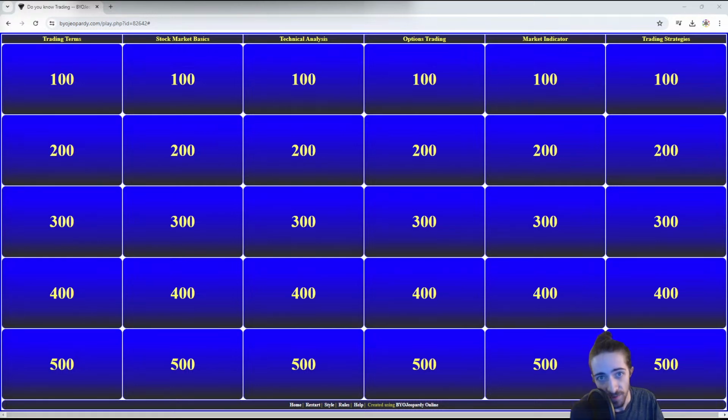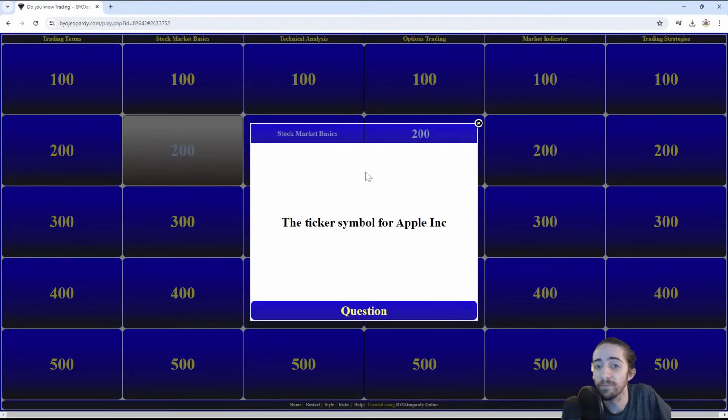If you want to, you could also write in the comments which category and which number we're looking for. In between, I'm going to ask, we'll start with one as an example. Let's go over stock market basics for 200. The ticker symbol for Apple Inc. I'm going to give you a few seconds to think and come up with an answer in the comments. What is the ticker symbol for Apple? You could answer with the question, just like they do in Jeopardy, or you could just type it in. Pretty basic question. Again, these are going to be more basic questions. The higher the number, the tougher the question.